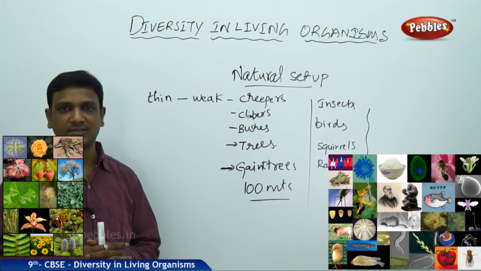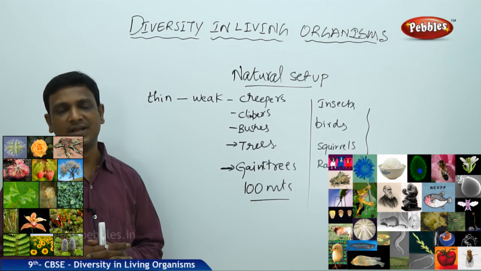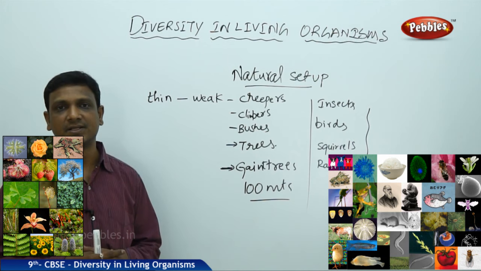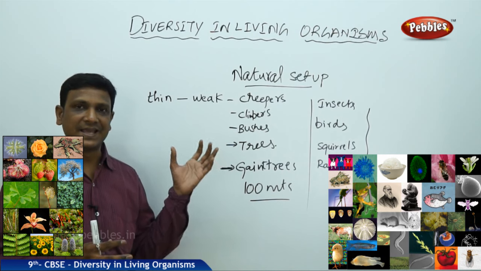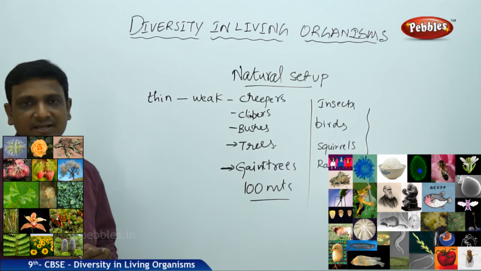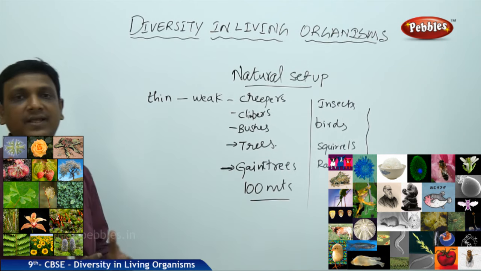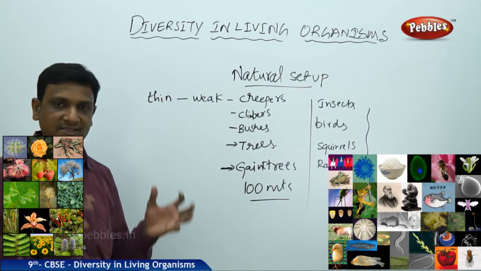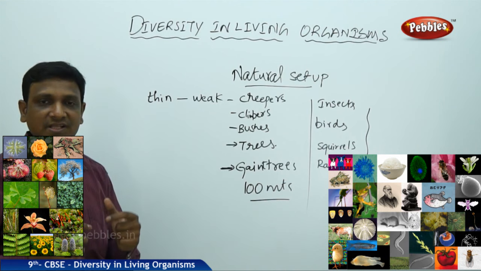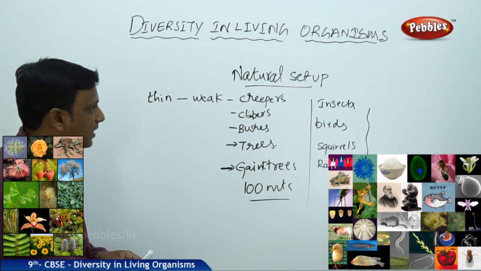Variety of birds, variety of insects, plenty of things are there in this world. So far I am talking about the things which we can see with our naked eyes, plants and animals. Beyond that, there are many creatures, living things that are existing in this world which we cannot see with our naked eye. So what are those?